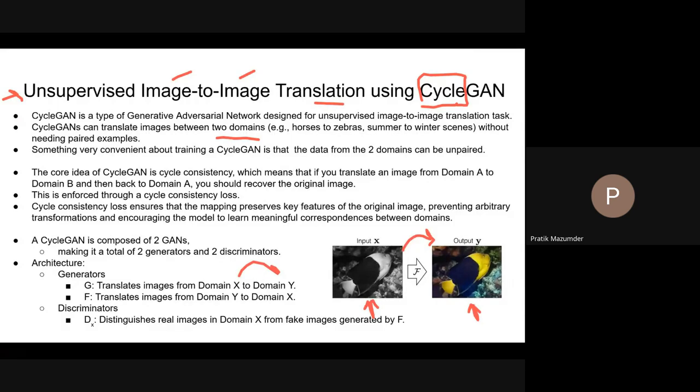And you had a discriminator that would be able to identify real images from domain X, as well as the fake images generated by the generator F, which would take images from domain Y and give images from domain X. And the other discriminator would basically do the reverse. It would be good for identifying real images from domain Y, and it would be able to detect the fake images as fake from the other generator, G.